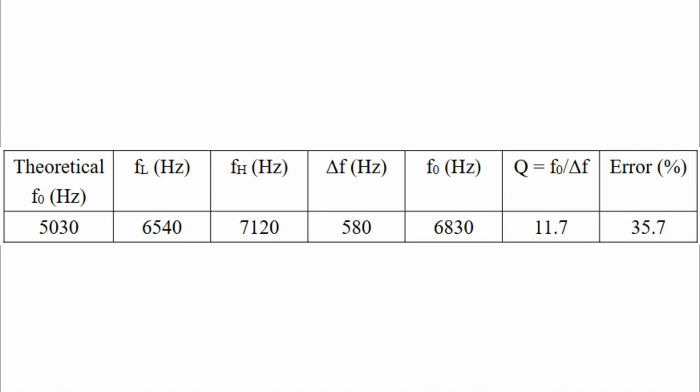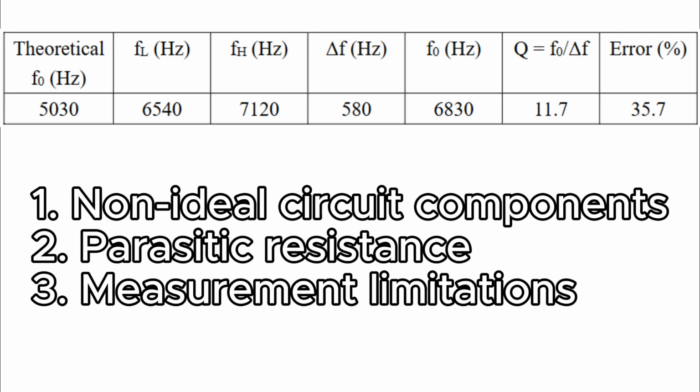This discrepancy can be attributed to non-ideal circuit components, parasitic resistance, and measurement limitations at higher frequencies. Despite this deviation, the experimental result clearly demonstrated the expected bandpass behavior, as well as the physical significance of resonance, bandwidth, and quality factor in an RLC circuit.